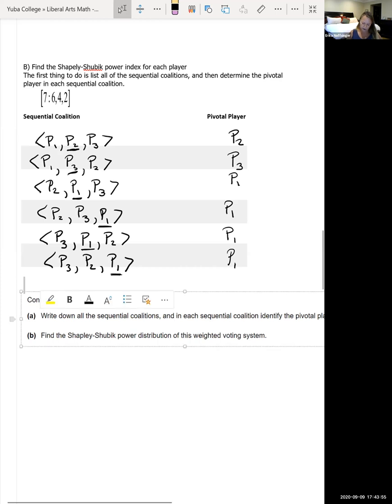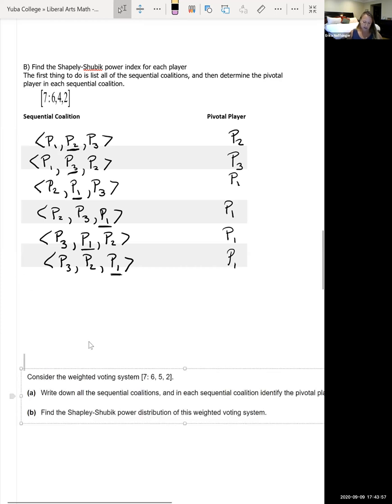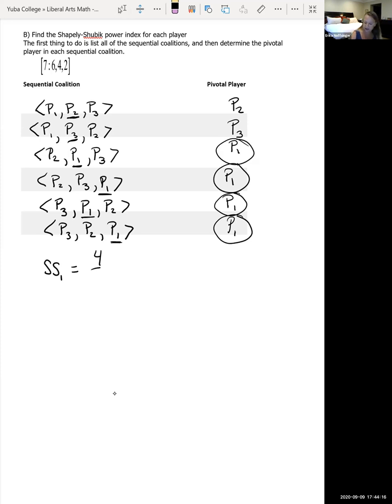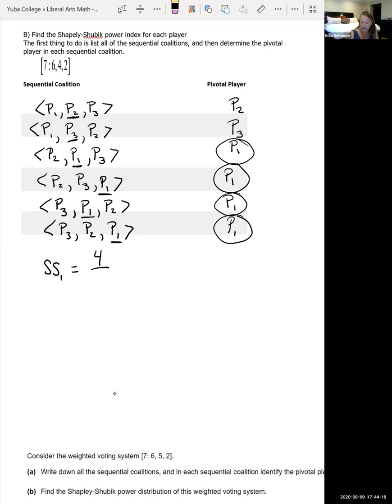Move that down. Okay, so notation wise, let's look at all the times that player 1 was a pivotal player. Looking at this, they're a pivotal player here, 1, 2, 3, 4 times. So this is 4 times out of the number of coalitions, which is 3 factorial, so there's 6 different coalitions. 4 out of 6 is 2/3.